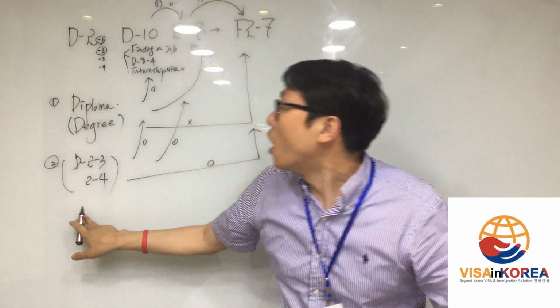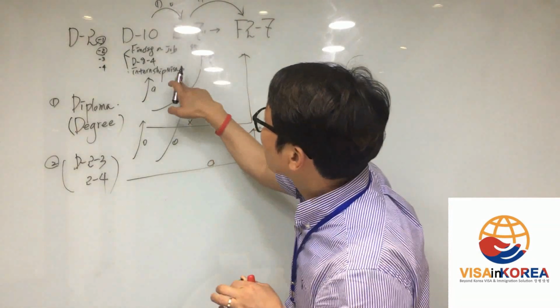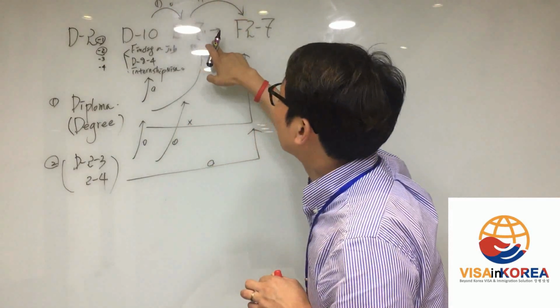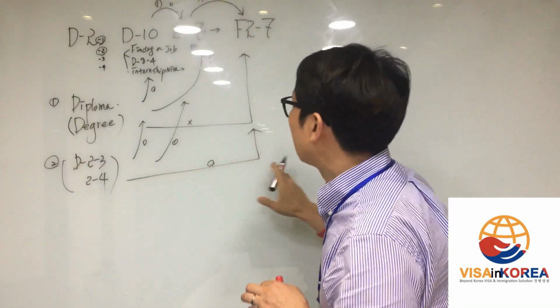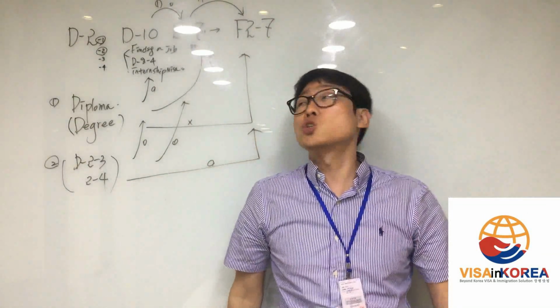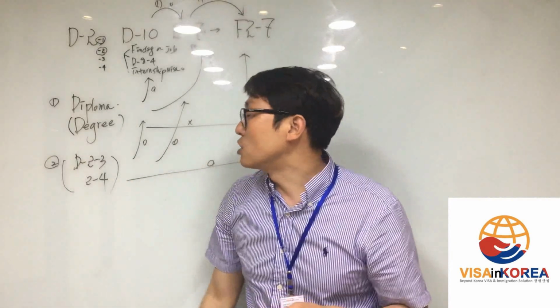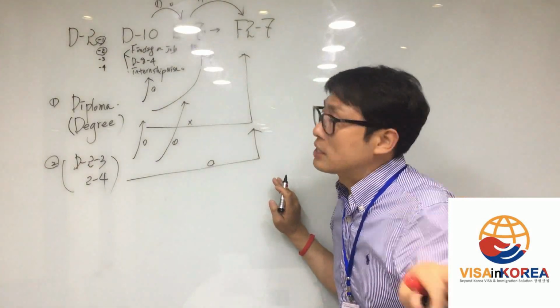But if you hold D2-3 or D2-4, you can change to D10, then change to E7-1, and after one year change to F7. Or you can apply directly for F7 from D2-3 and D2-4. But you have to watch out.